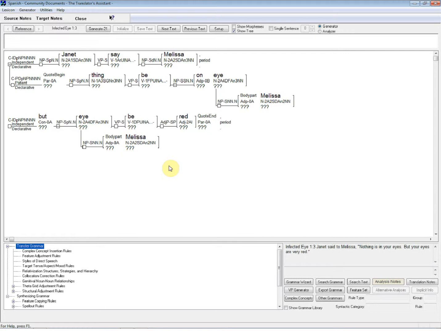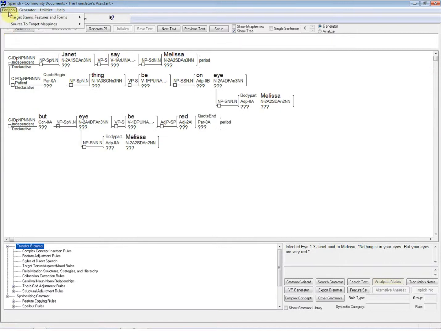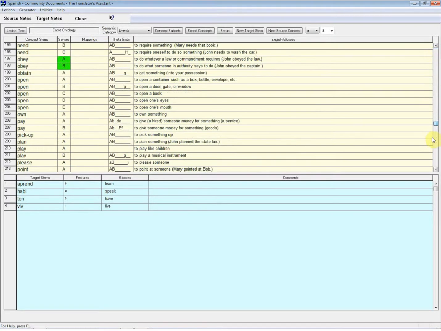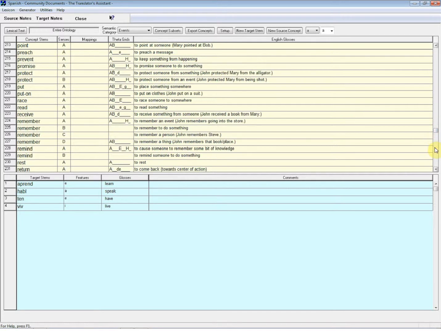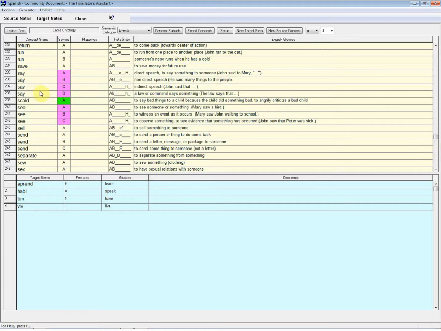So in this semantic representation, all these English-looking words here are actually links to concepts. If we look at the say thing, you can see that it's linked to this concept that has a definition and has argument structure that has some examples. You can push the lexicon button and look in the ontology at all the different concepts that we have. Let's go down and look at say. There it is. I think there are 4 different say concepts.